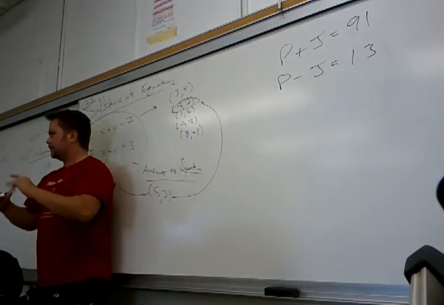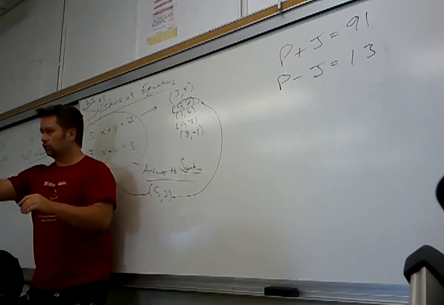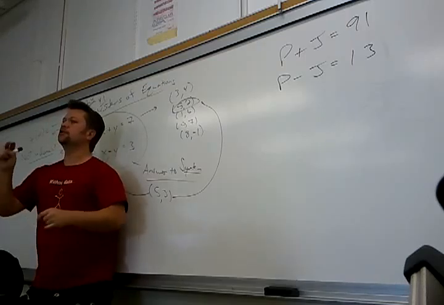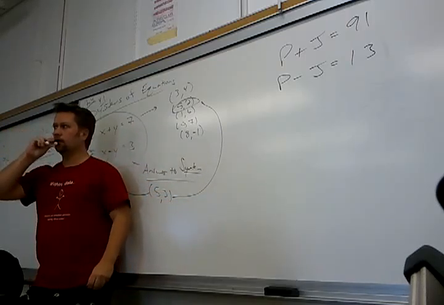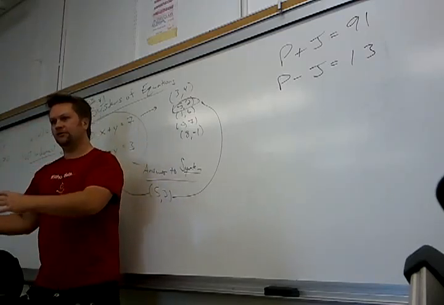Couldn't you graph the lines and so forth, right? Because now, how many things do I not know? Two, your age and my age. Right. But how many pieces of information did I get? Two. Right? So does it make sense? I have to have as much information as what I don't know.